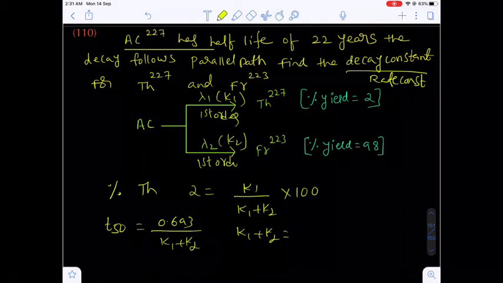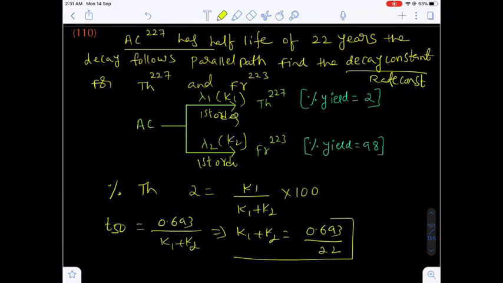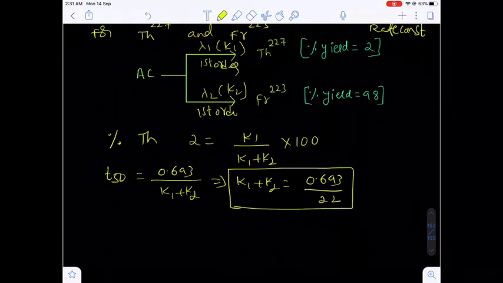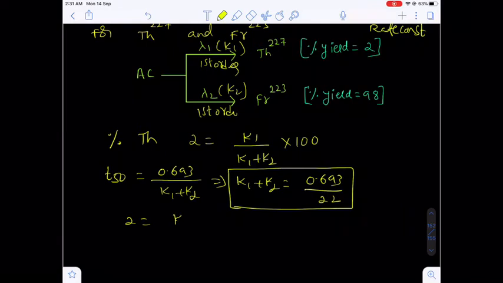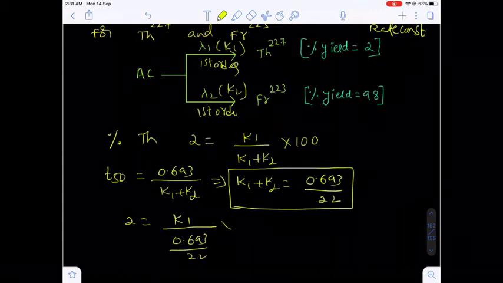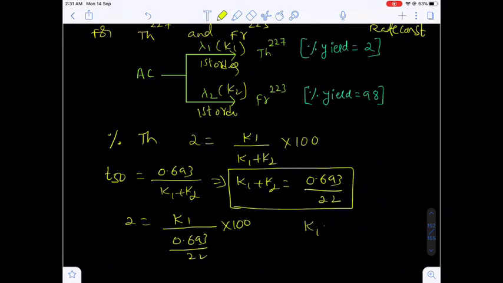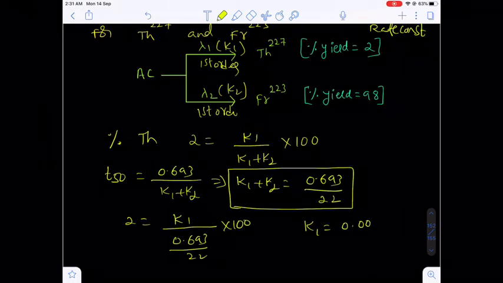So from here K1 plus K2 will be equal to 0.693 by 22. Are you getting my point? So you know the K1 plus K2 value, so you can find K1 and K2. From here, 2 equals K1, which is to be calculated, upon K1 plus K2, which we know is 0.693 divided by 22, multiplied by 100. From here K1, the rate constant in the first path of the reaction, is 0.00063.